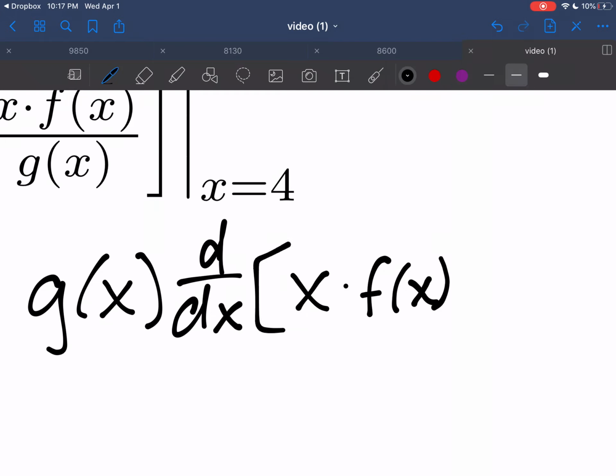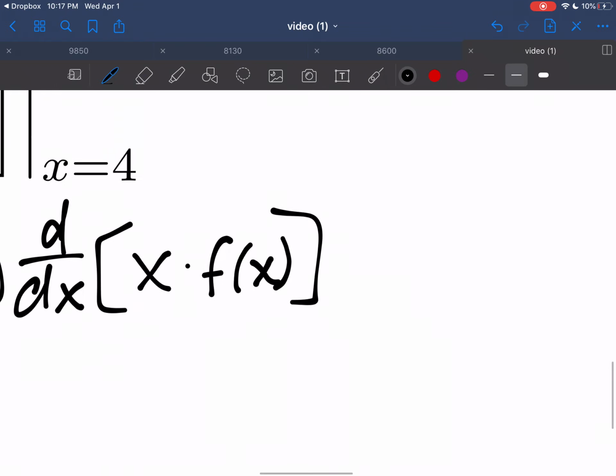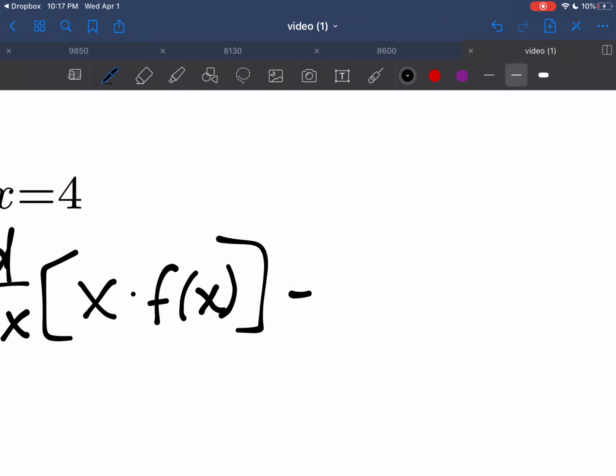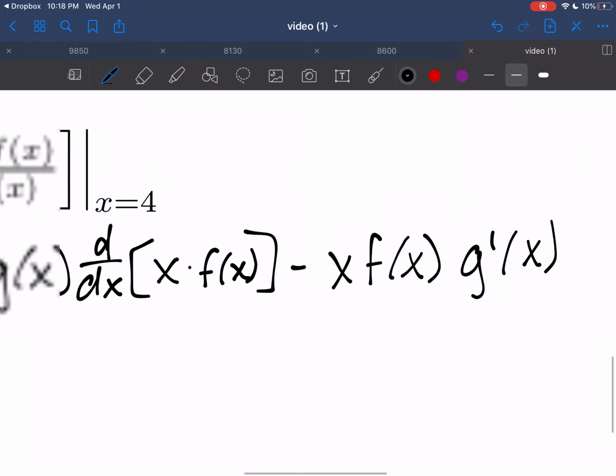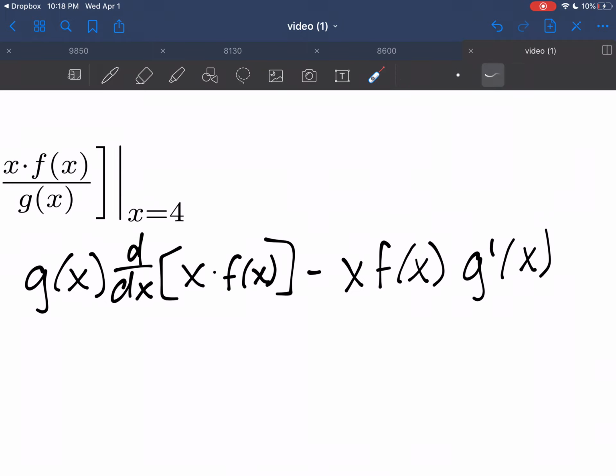Oh, I forgot about the brackets. Minus high d low. Okay, and we can mix notation like this. So if it's just a g of x, we can use the prime. Because we've got the product of the two functions, it's easier to just go ahead and use the d dx.